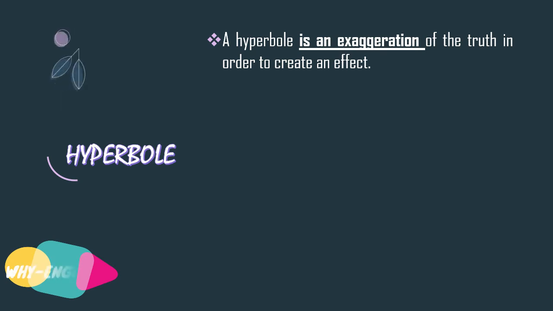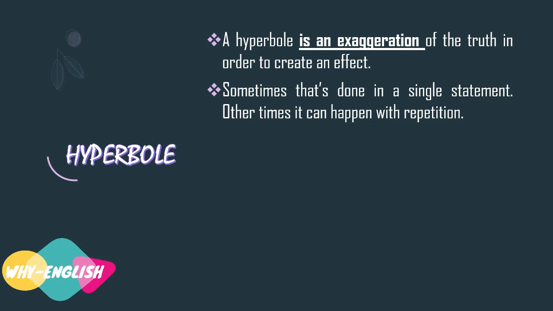Now, hyperbole. A hyperbole is an exaggeration of the truth in order to create an effect. Jadi adalah hal-hal yang dilebih-lebihkan dari kenyataan yang ada untuk memberikan efek yang lebih, ya. And sometimes that's done in a single statement, other times it can happen with repetition. Jadi bisa dilakukan dalam satu kali pernyataan atau hyperbolenya ini karena diulang-ulang, repetition.